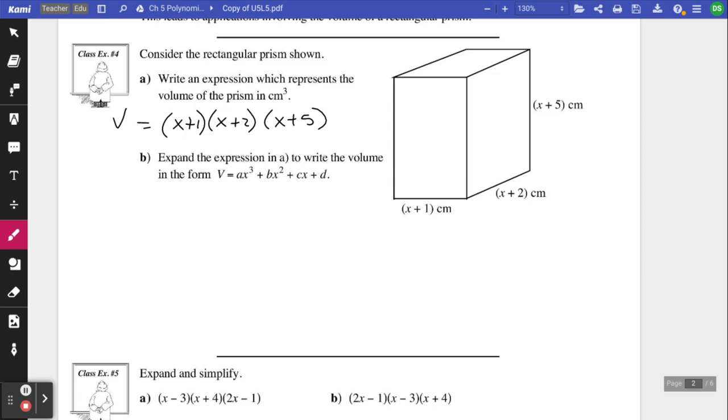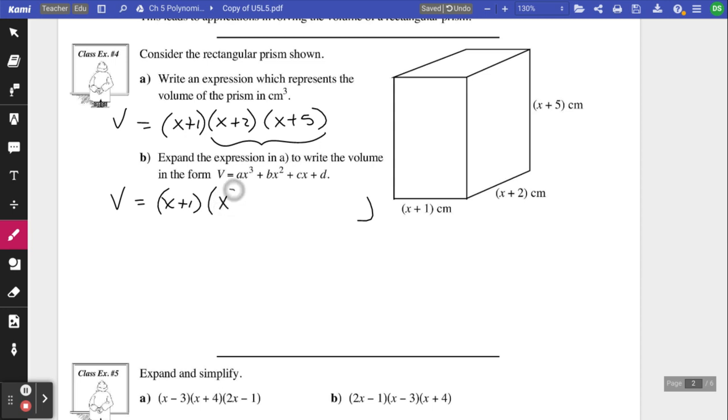To be honest with you, if you like to have the binomial in the front, you can multiply those together first. So leave your x plus 1. It doesn't matter which 2 you choose to do. I just like to have that there for whatever reason. That's just how my brain works. Let's go multiply x plus 2 by x plus 5.